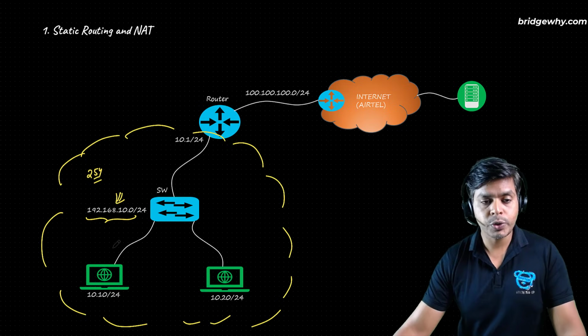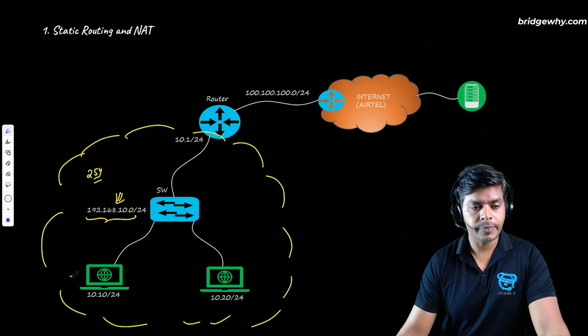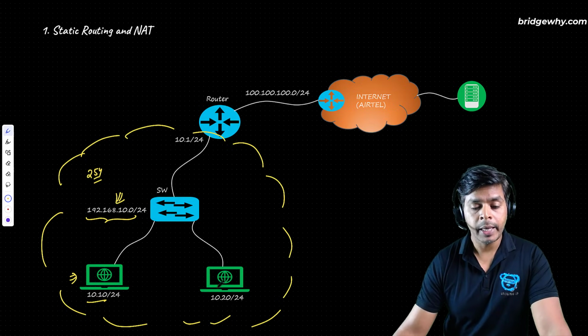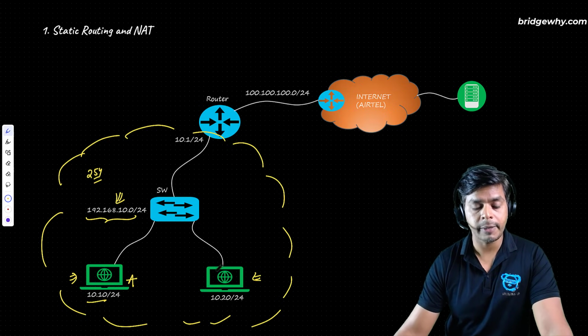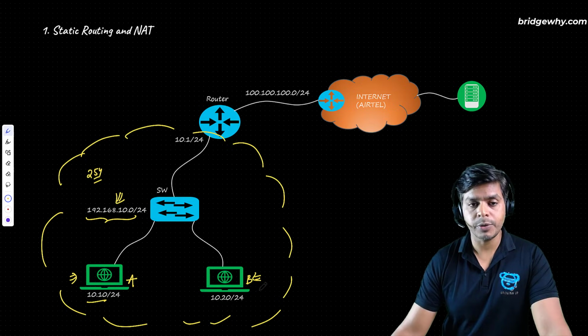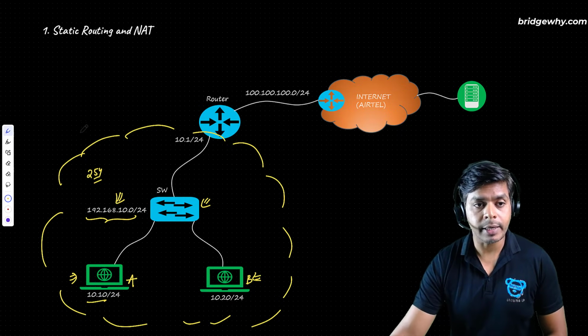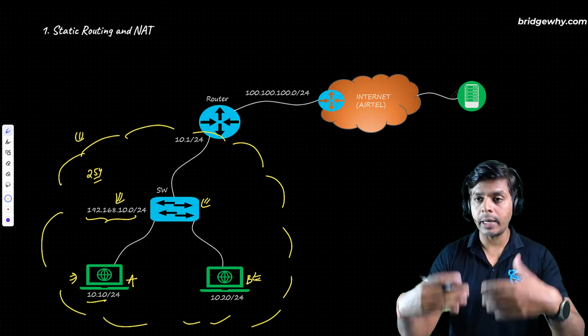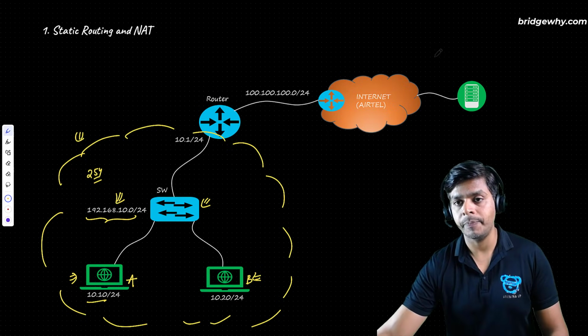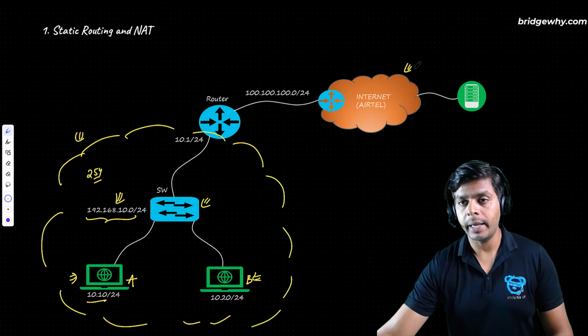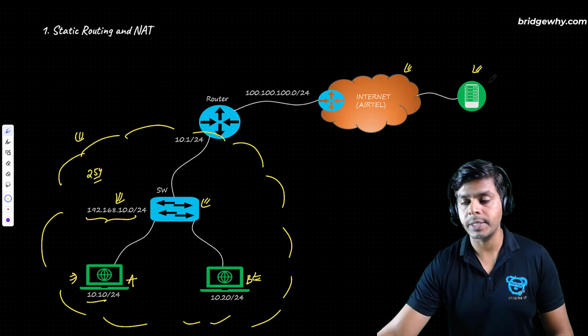Now we have only two hosts in this network: .10, which means 192.168.10.10, and .20, which is 192.168.10.20. This is my, say, PCA. This is my PCB. Only two computers are there. We have one switch. And now we are talking about this complete network wanting to communicate to another network, which may be connected to Airtel. And there is a server of that network, which is right here.